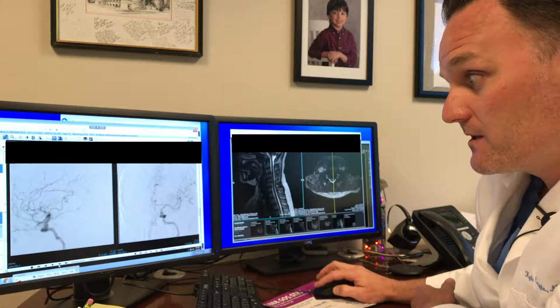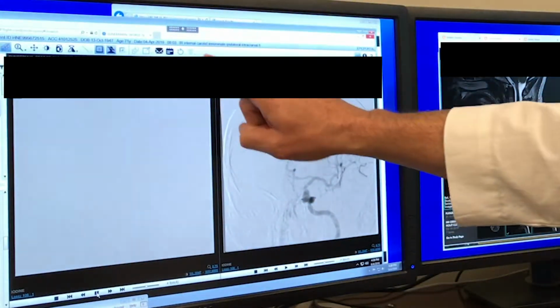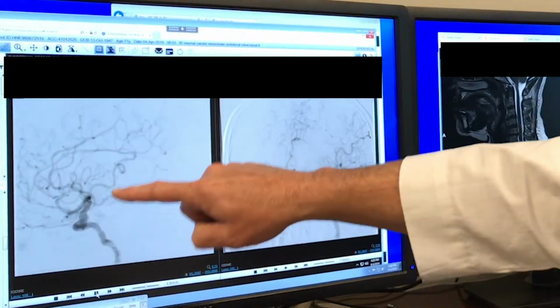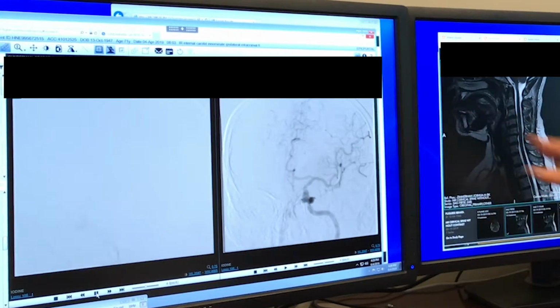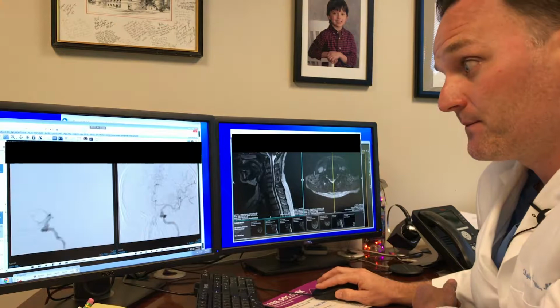So that's the run, and you can see, if we let it play, the contrast flows through the blood vessel and then out into the brain. But you can see it comes in and then it flows out, and these are all the blood vessels in the brain, which all look pretty normal. It's just this area right here that needs some attention.